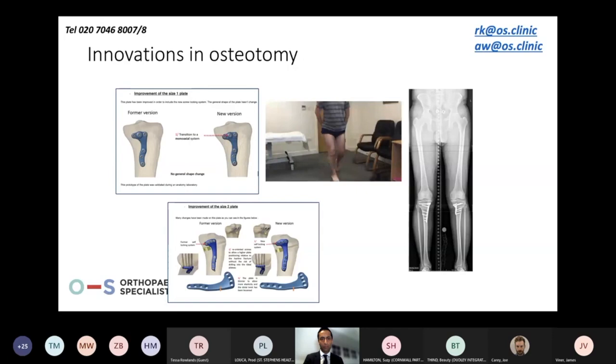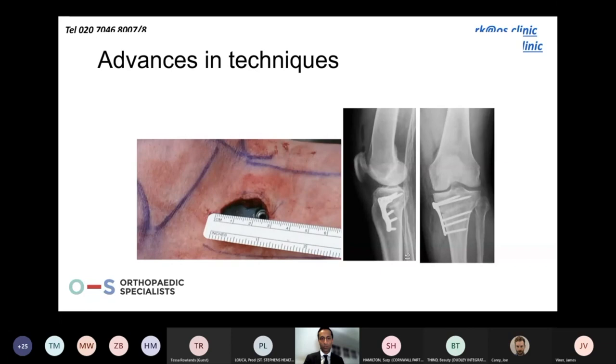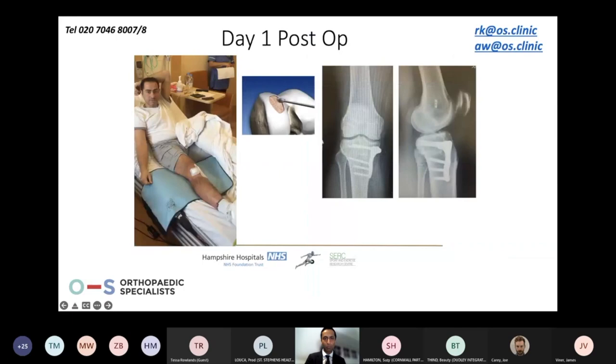We do these through clever incisions now. They're quite small, quite low. Low morbid procedure in the right patient. Surgeons from around the world will come and get this procedure done. And if you ask surgeons what they would rather have, knee replacement, whether that's partial or total, or an osteotomy, the majority will say they would prefer an osteotomy.